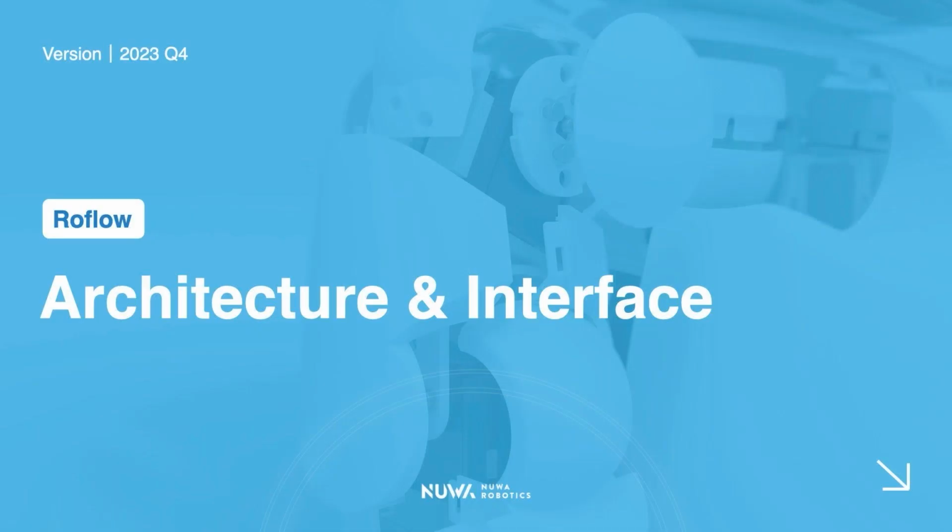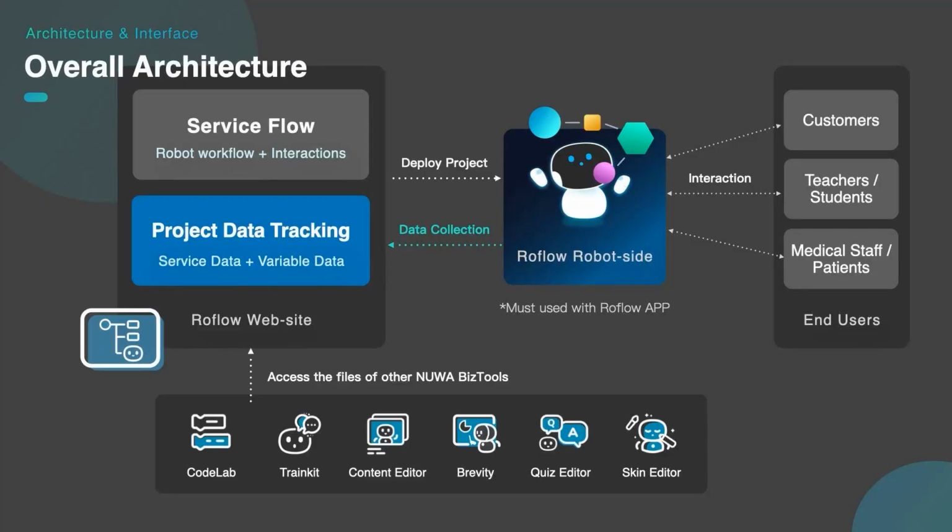Chapter 2, Architecture and Interface. Roflow is divided into website and robot site, and the website can be divided into service flow and project data tracking. The service flow will be deployed to the robot, where the robot will collect the user interaction data and send it back to be displayed on the website.